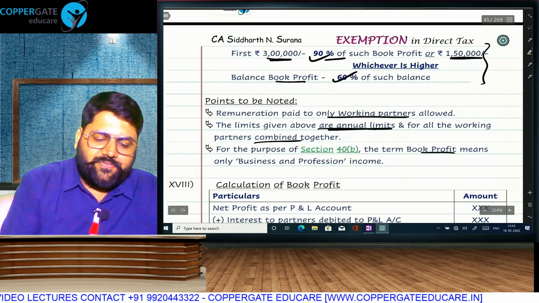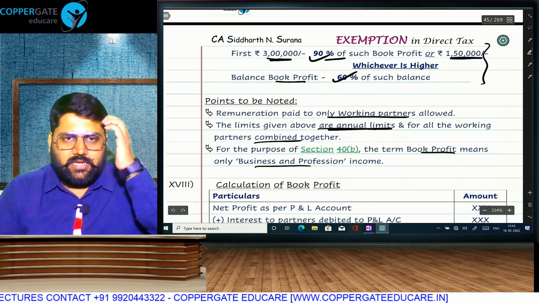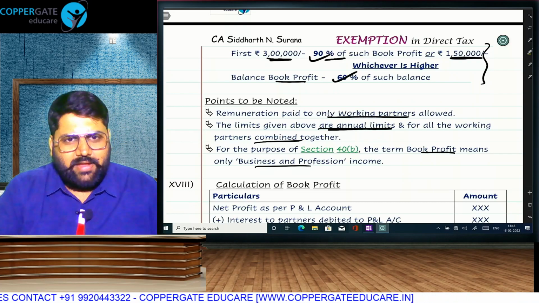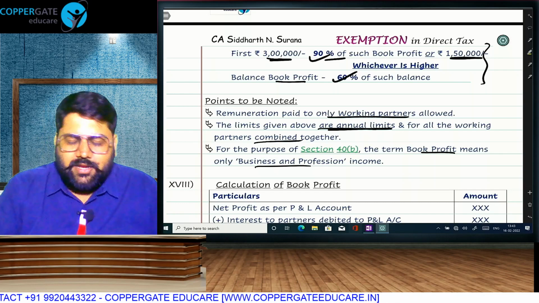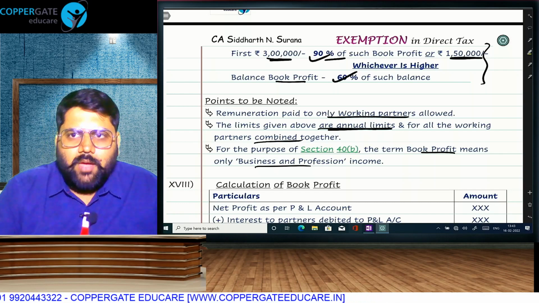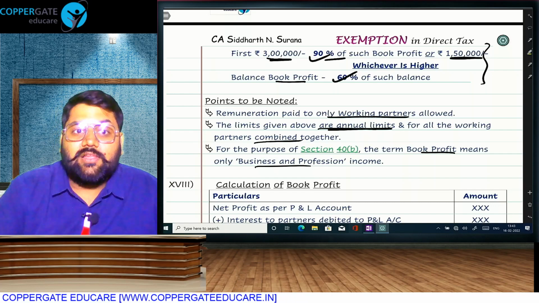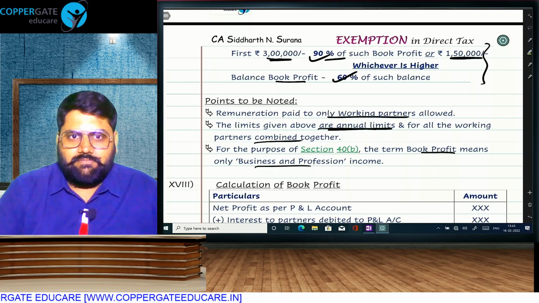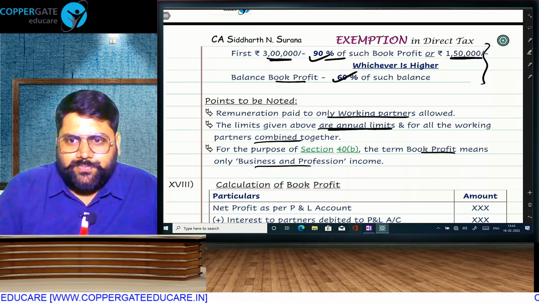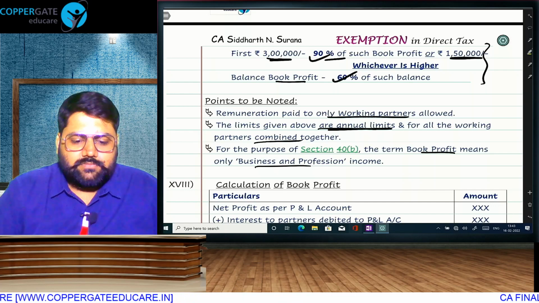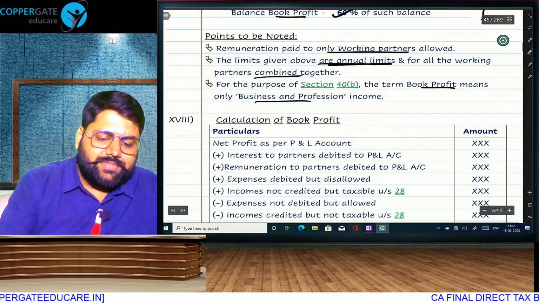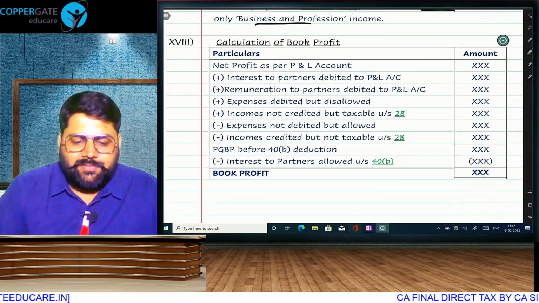And here book profit contains only business profession income. Just to remind you, and anyways that chapter is coming very soon. In MAT also we calculate book profit, but the book profit which we calculate in MAT contains all the 5 heads of income. But here in partnership form, the book profit will contain only PGBP income, and thus we will be calculating as per PGBP provisions.